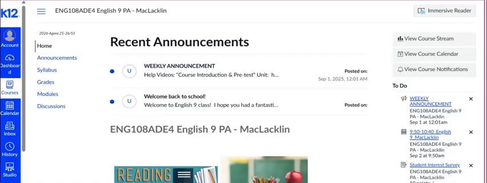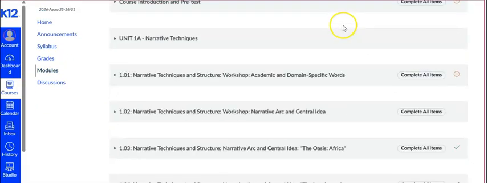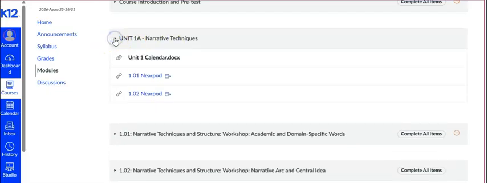So if we look in the online course and we go into modules, here we have our Unit 1A narrative techniques. In here is the calendar that we just looked at. Nearpod links are in here. Lesson slides will be in here as well, and help videos will be in here.